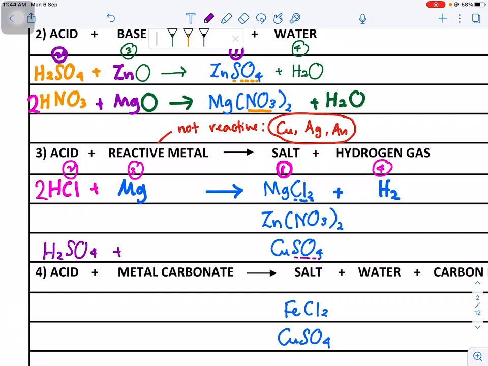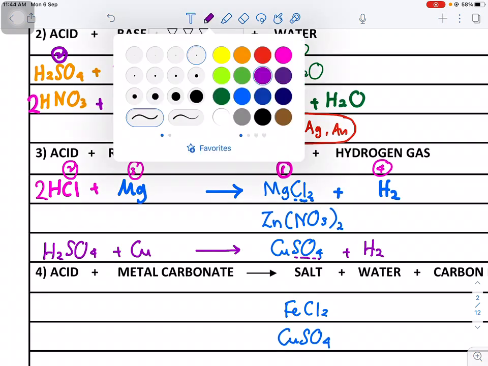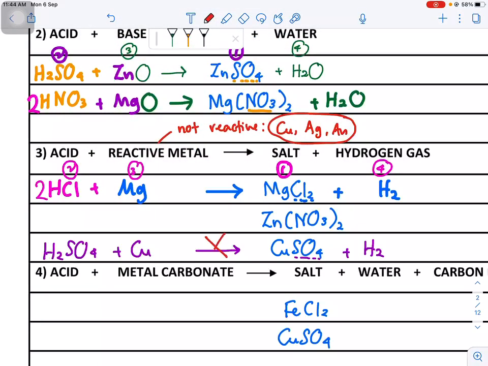Okay, and then I see copper, I put copper here. So acid and metal, you say acid and metal, you get salt and hydrogen gas. So what happened? This equation is incorrect. Why? Because we have the copper here. Is it a reactive metal? The answer is no.